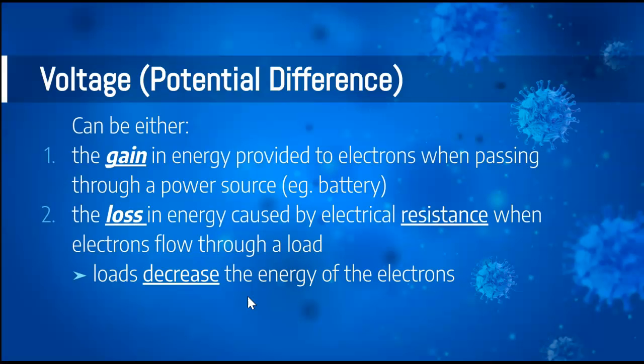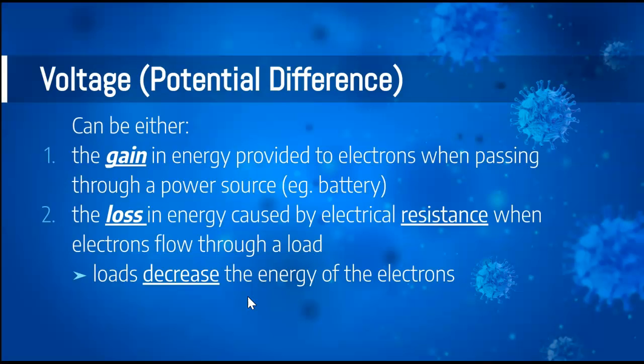The other way it's used is the loss of energy caused by electrical resistance when electrons flow through a load. In other words, when electrons go through something like a light bulb or a motor, they are going to lose energy to power that particular load. So it could be lighting the light bulb, it could be turning the motor, but that loss of energy is what's called its voltage, all right? Now, that happens because the load will resist the flow of electrons. So we're going to get into what's called resistance in a minute.